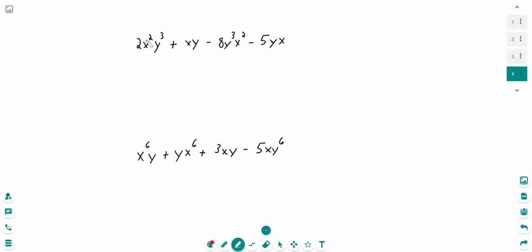All right, so 2x squared y to the third. Do we have a like term with this? X squared y to the third? Well, sure we do, right here, right? So we can combine those. A negative 8 and a positive 2 is going to be a negative 6x squared y to the third.